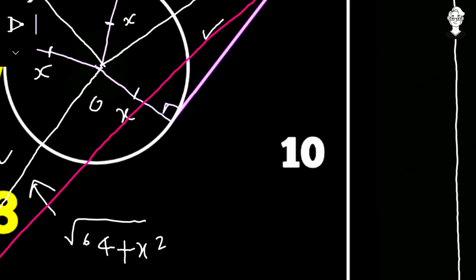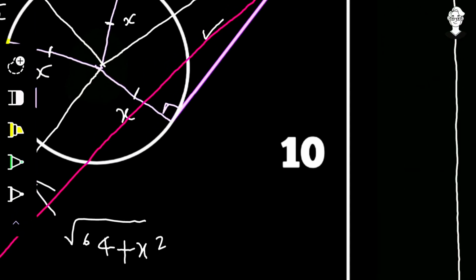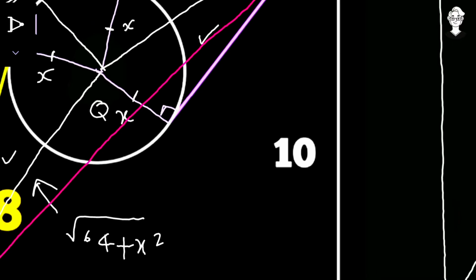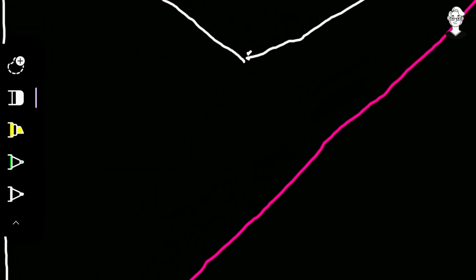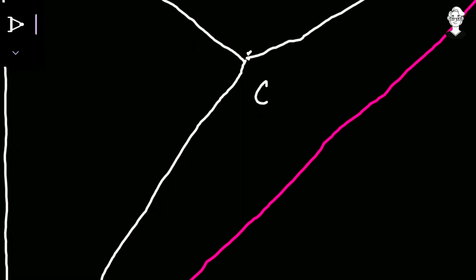And instead of O, let it be equal to Q. There's no reason, I'm just taking it as Q, and here also Q, because pronouncing AQ sounds better than pronouncing AO. So here also Q.